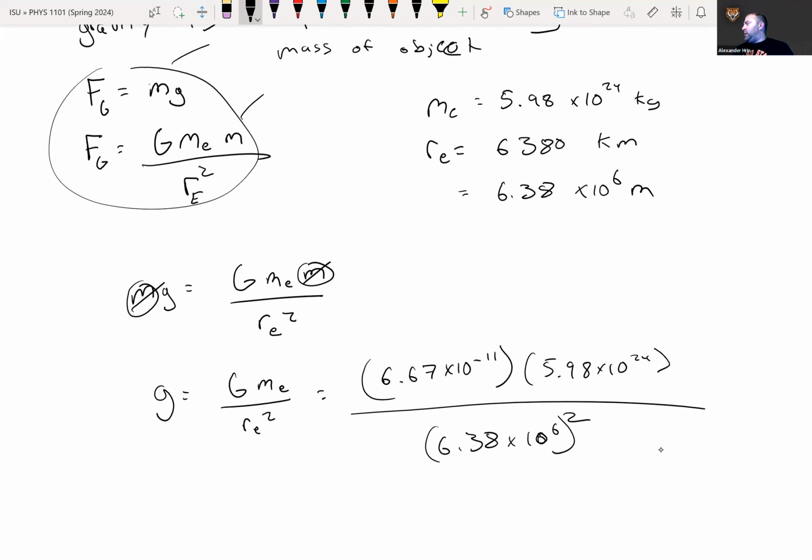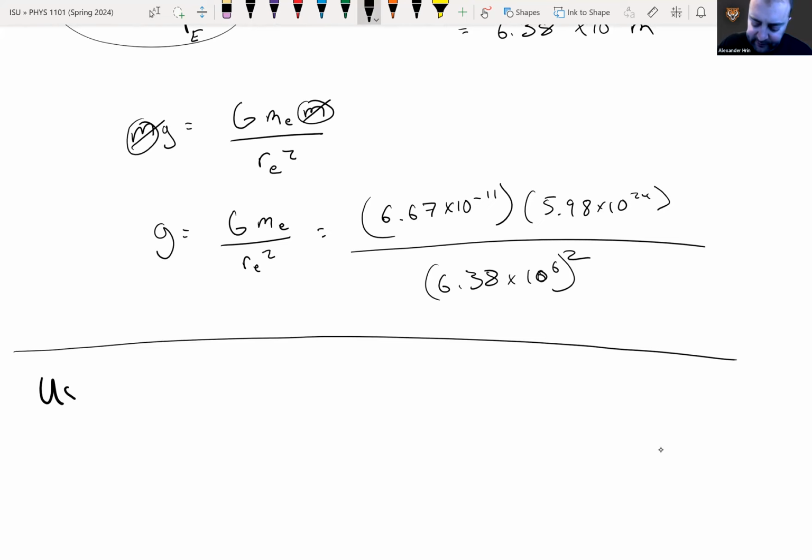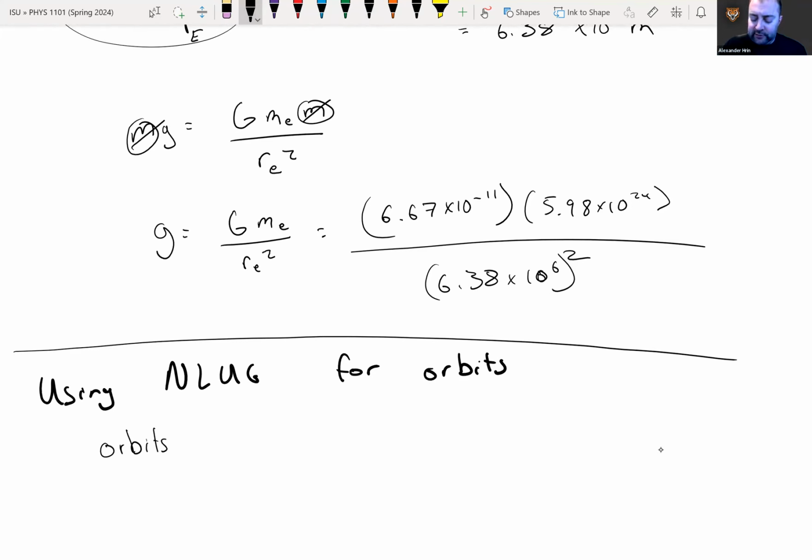Now, I do want to do just one more problem. And this is using NLUG for orbits. So using Newton's law of universal gravitation, NLUG for orbits. And the idea here is that we're going to assume that orbits are approximately circular. They're not circular, but starting with that assumption to flesh out this model and then tweaking that is the way you would proceed with this. So starting with the simple case is fine.